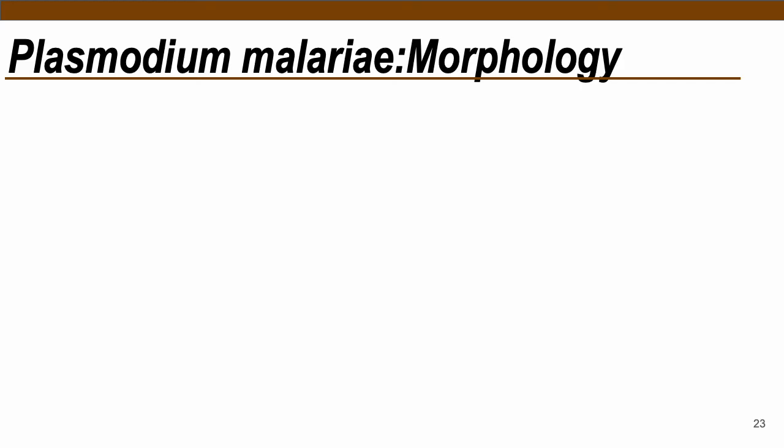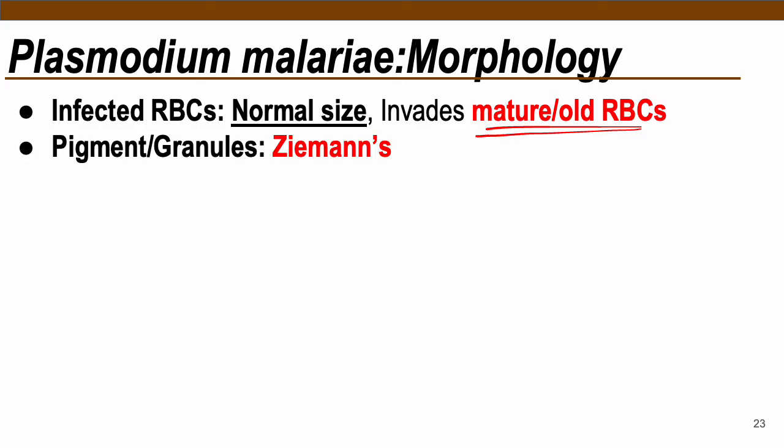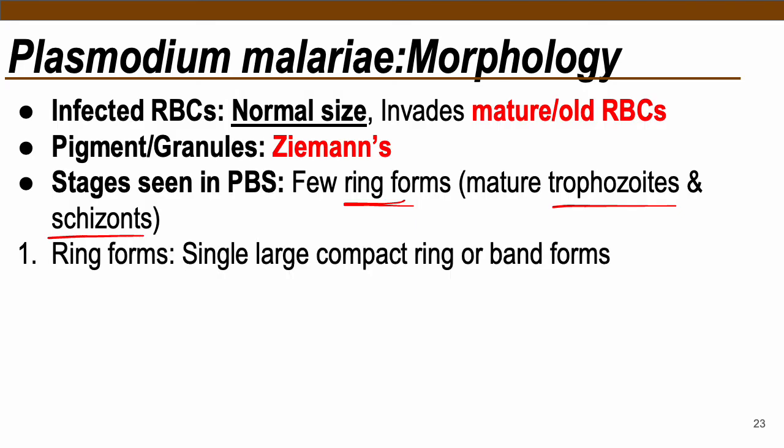In terms of Plasmodium malariae, the infected RBCs are normal in size. This is similar to Plasmodium falciparum. But remember, the difference is that malariae invades only the mature or old RBCs, while falciparum invades all stages of the red blood cells. In terms of pigments, this causes Ziemann's pigments. For the stages seen in peripheral blood smear, few ring forms may be seen, as well as mature trophozoites and schizonts. So let's talk about the different descriptions for these stages.